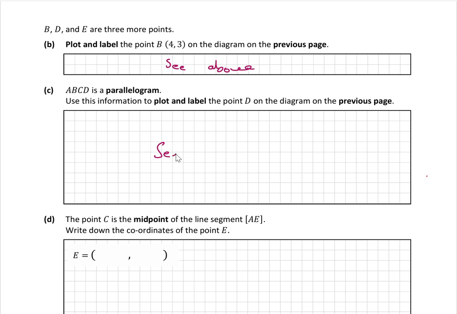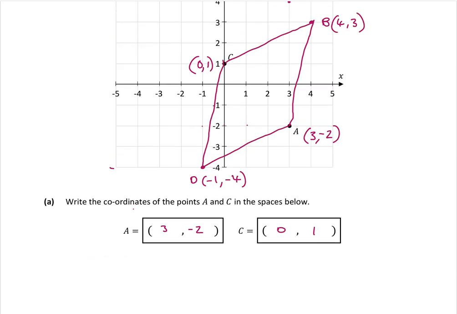Okay, so C above. Don't need to do any more than that. The point C is the midpoint on the line segment AE. So that's a line segment that doesn't exist yet. Write down the coordinates of E. Okay, so C is the midpoint of it. So let's go back up and have a look at the diagram. So C is there. That's C there.